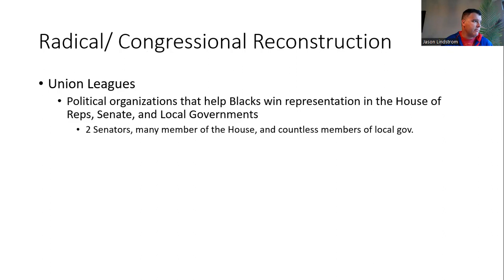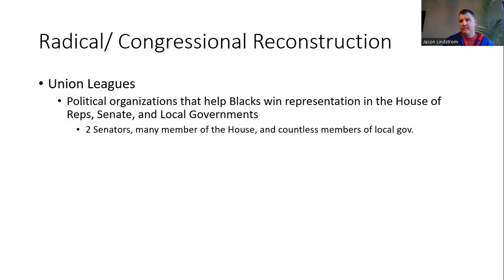So with African American men being able to vote, the South produces something called union leagues. And union leagues are just these political organizations that are going to help Black or African American men win representation on the political surface. They start to organize the Black vote. They get people excited about voting. They put quality candidates up for election for offices, and they're going to win lots of seats. In Mississippi, you're going to have 2 African American senators. You're going to have members of the House of Representatives that are going to be African American. You're going to have lots of local members of government that are going to be Black in the South.